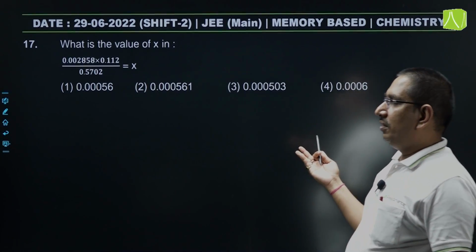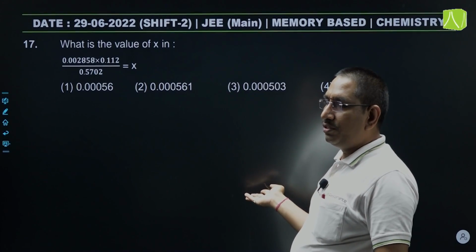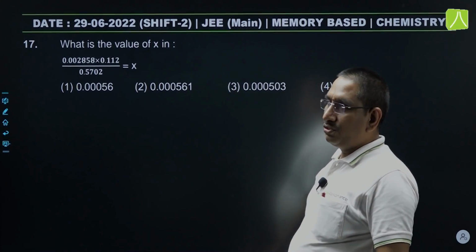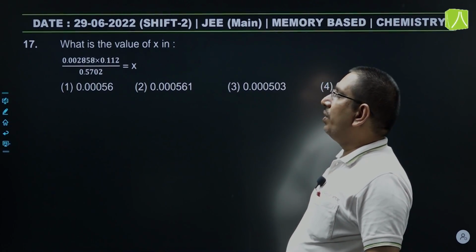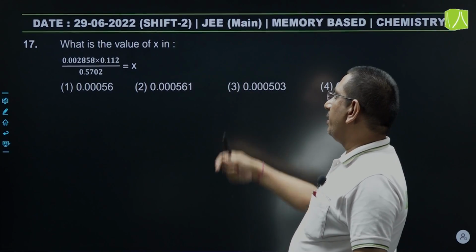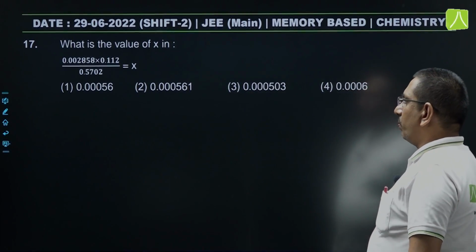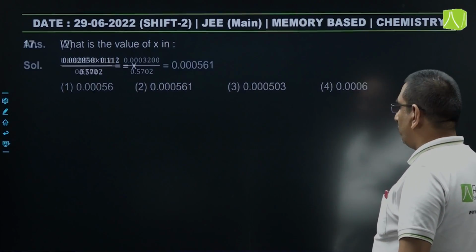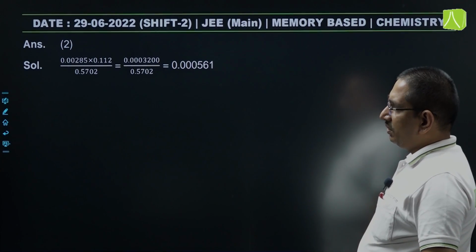This is not chemistry actually, this is the question given in chemistry, but in this question there is no chemistry, just multiplication and division. What is the value of x, it is simply math. You have to calculate this and give the answer. The answer you will get is 0.000561. If you calculate you will get 0.000561.